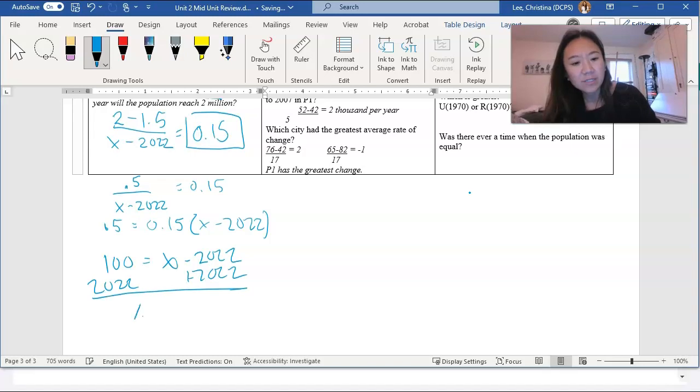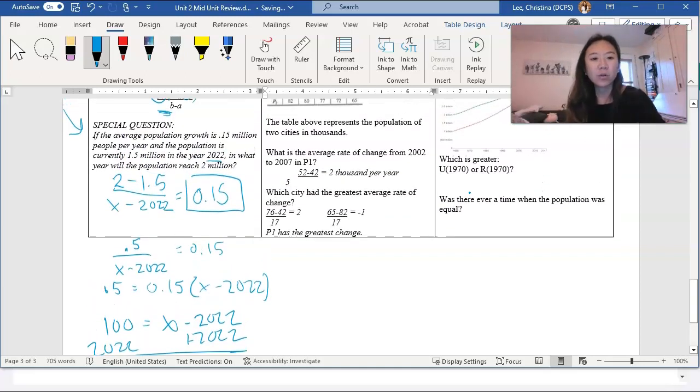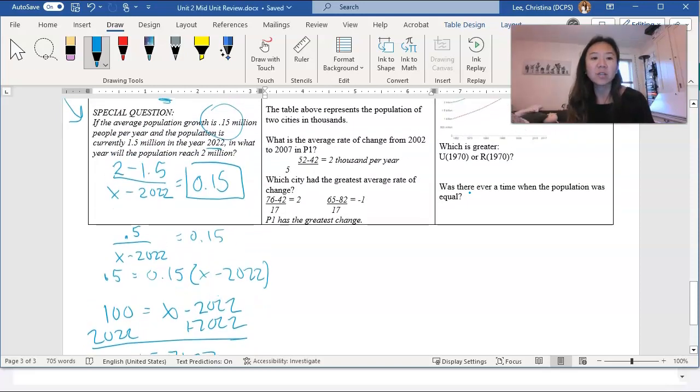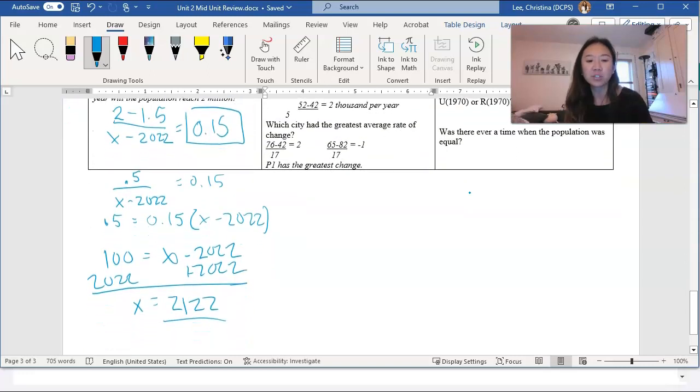And so this means x will equal 2122. So it's going to take 100 years. If we're growing at 0.15 million people per year, it's going to take us 100 years to get to a population of 2 million from a population of 1.5.